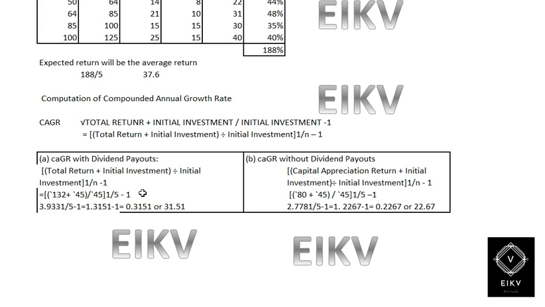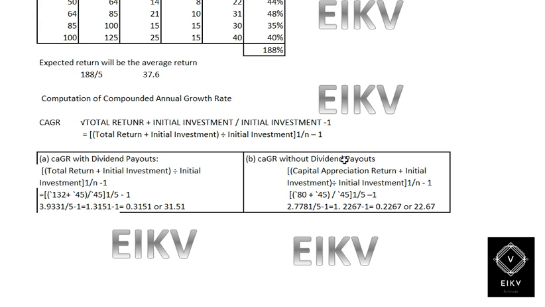the initial investment and then raised to 1 by 5. So 1 by n, where n is the number of years, therefore 1 divided by 5, minus 1 would be 3.9331 raised to 1 by 5 minus 1, which will give you 1.3151 minus 1, which is 0.3151. In terms of percentage, it would be 31.51%.